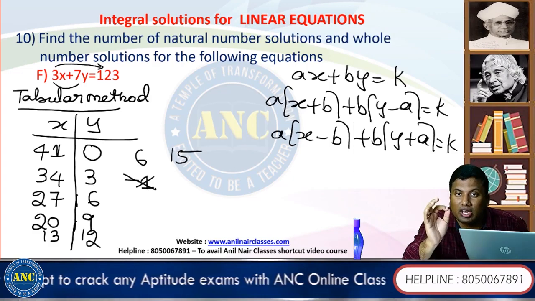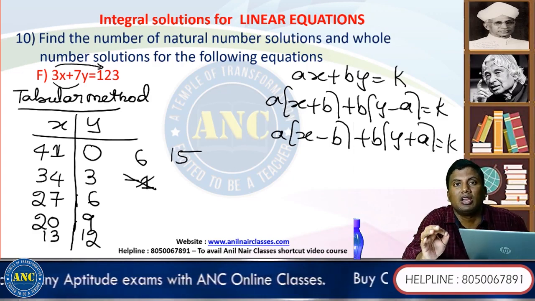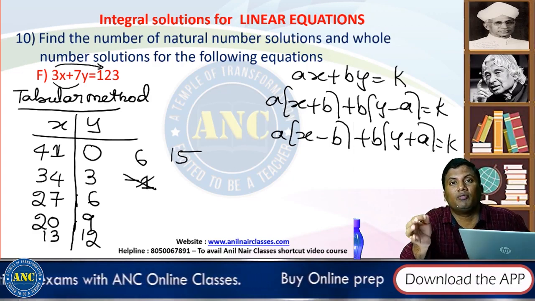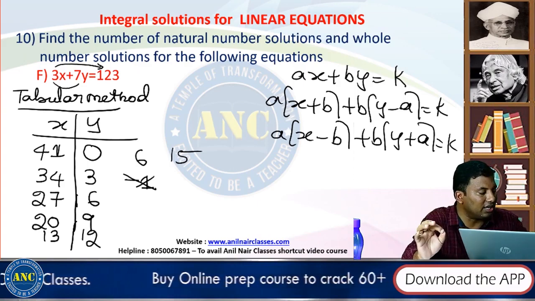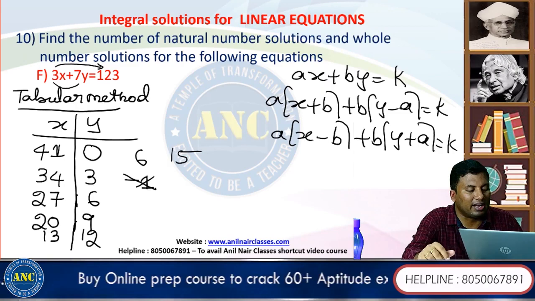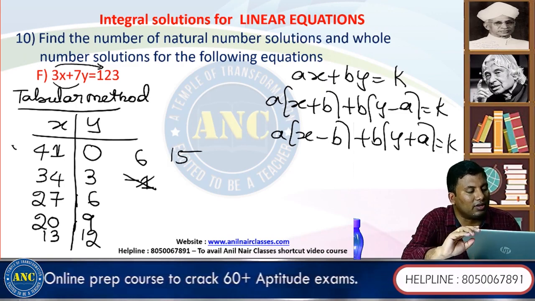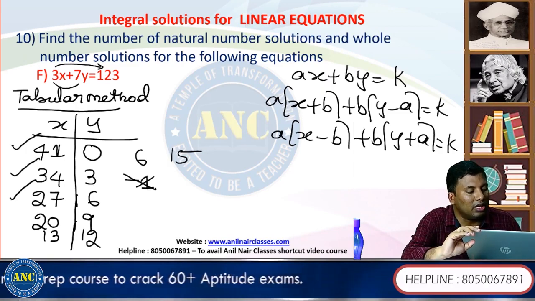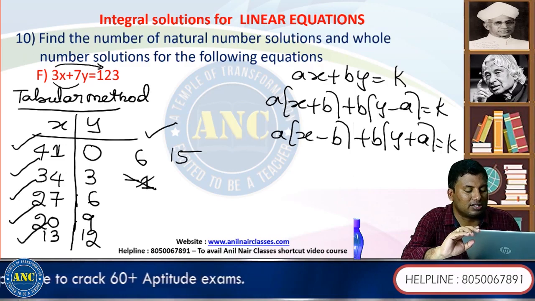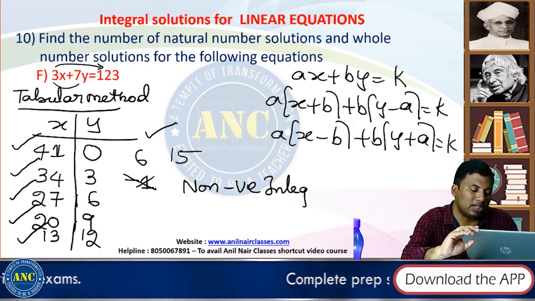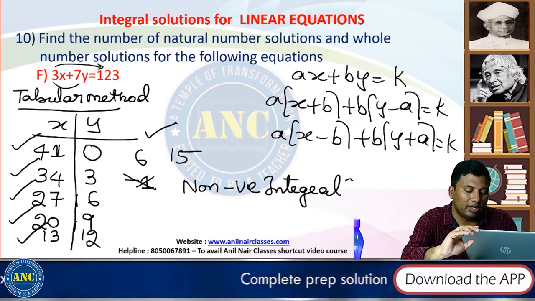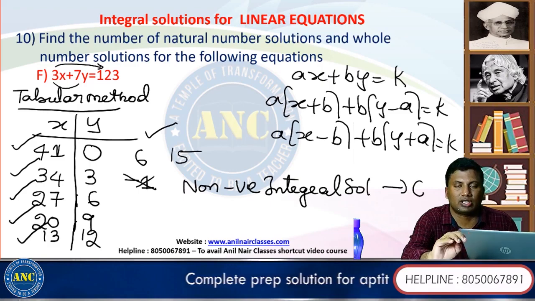Important point to save your time in tabular method: start with that variable where the coefficient is not a factor of right hand side. So how many cases did we get? 1, 2, 3, 4, 5, 6. So non-negative integral solutions total are 6.